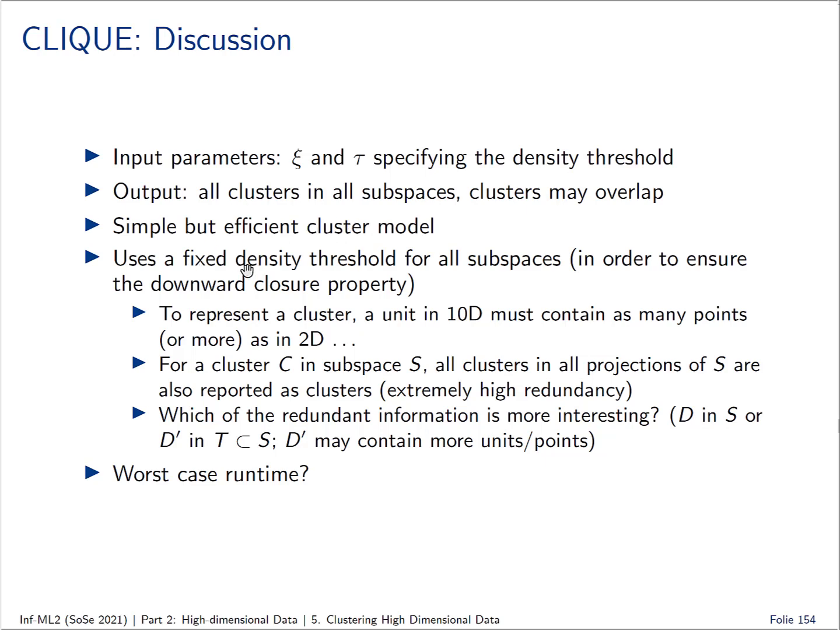However, and that is the basic criticism of all the density-based subspace clustering algorithms, we will see the same with the next one here, is that CLIQUE and also SUBCLU use a fixed density threshold for all subspaces. That is important in order to ensure the downward closure property, because otherwise, if we use an adapted threshold, the downward closure property doesn't hold anymore. So we need a fixed density threshold, so xi and tau are fixed for all subspaces.